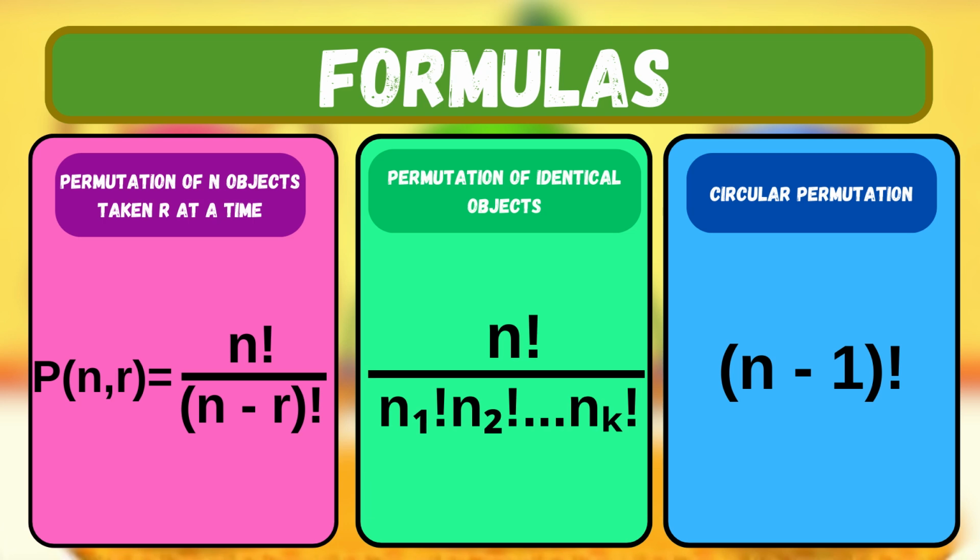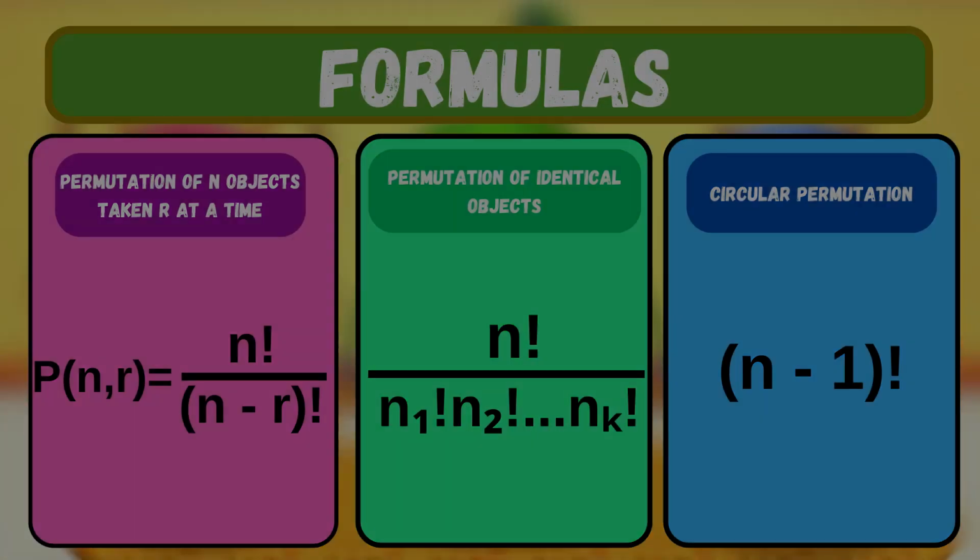The formula for the permutation of identical objects is n factorial divided by the product of n sub 1 factorial, n sub 2 factorial, and so on up to n sub k factorial, where n is the total number of objects being arranged, k is the total number of distinct groups of identical objects, and n sub 1 and n sub 2 and so on is the number of objects in each group of identical items. The circular permutation uses the formula n minus 1 factorial.